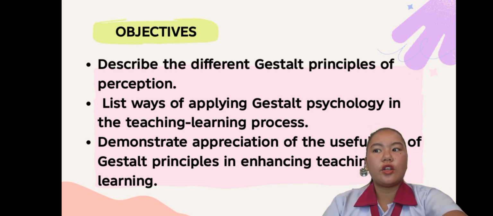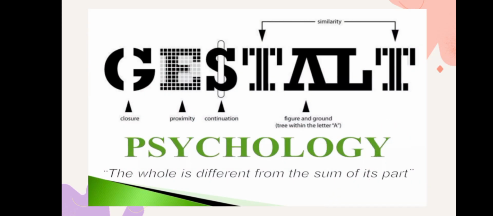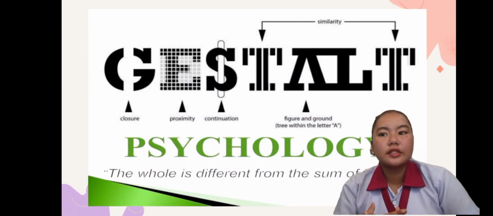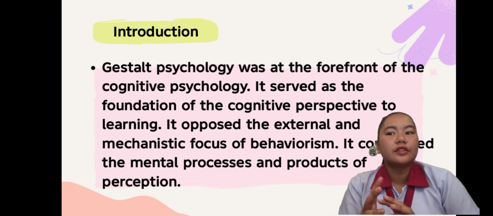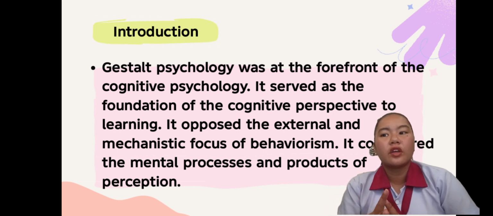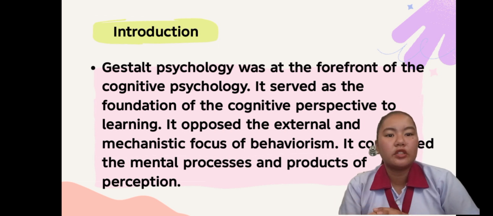Gestalt psychology says the whole is different from the sum of its parts. It focuses on how people perceive and interpret information as a whole, not just as separate parts. It looks at the mental processes of how we think, perceive, and understand, not just behavior. It comes from a reaction against behaviorism, which focuses on observable action.